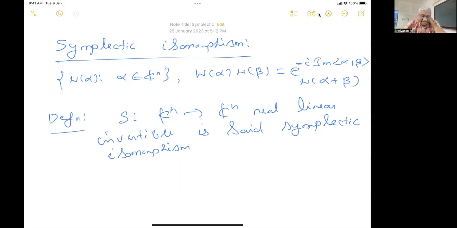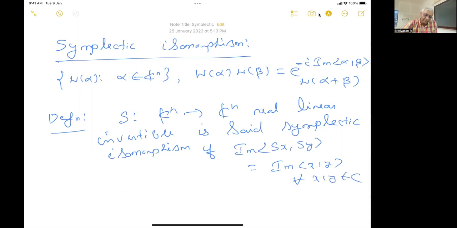There is a more general version of a symplectic space: generally, you can have a real Hilbert space G, and on G cross G you can define a bilinear form which is antisymmetric and satisfies some property, and work with that, for different purposes. For our purpose, this is enough. S is a symplectic isomorphism if it satisfies imaginary part of Sx, Sy equals imaginary part of xy for all x, y in Cn.